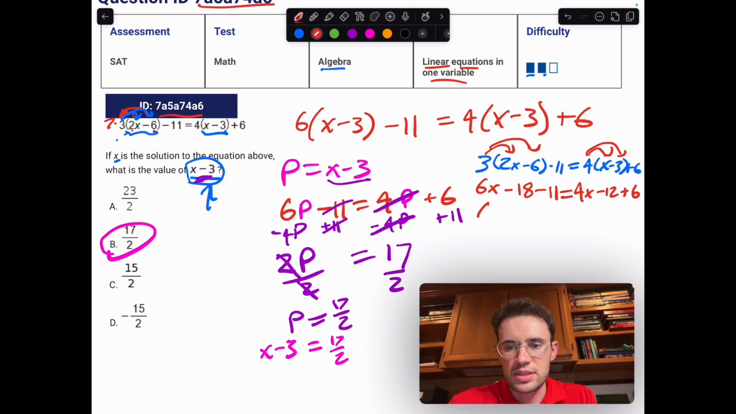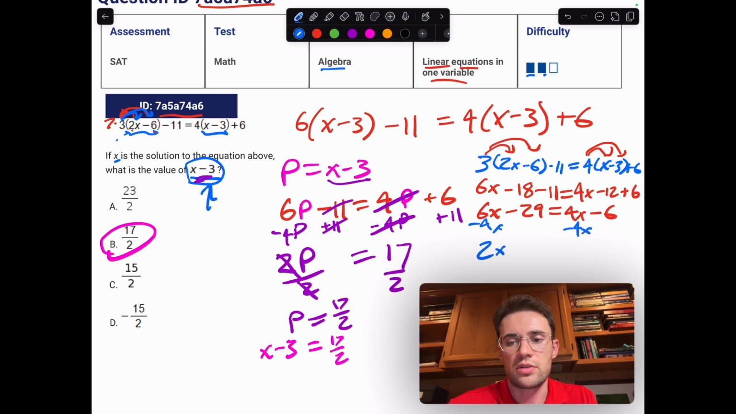So in this case, we have 6x minus 18 minus 11. So negative 18 minus 11, you're making it more negative. It's going to go to negative 29. And then here we have 4x minus 12 plus 6, you're getting it closer to 0, so it's actually going to be negative 6. And now you could subtract 4x from both sides.